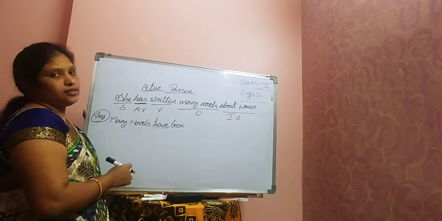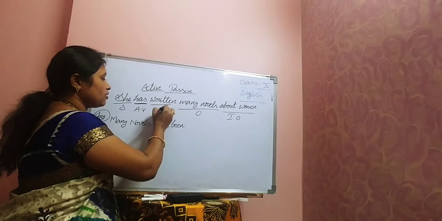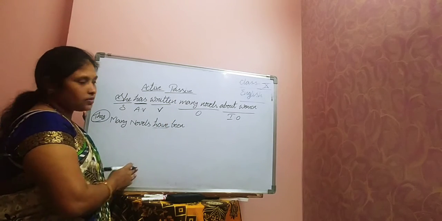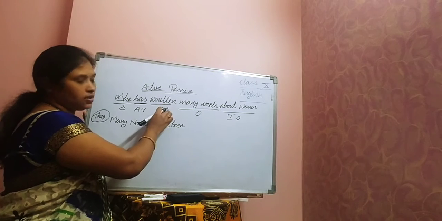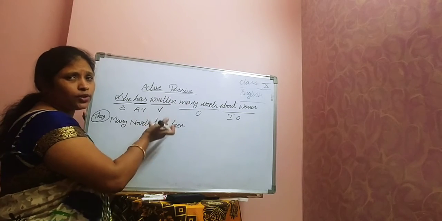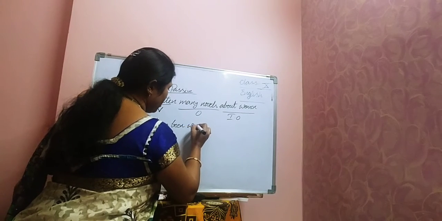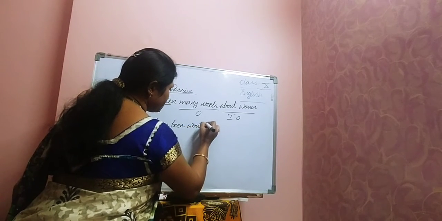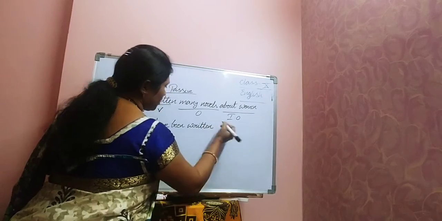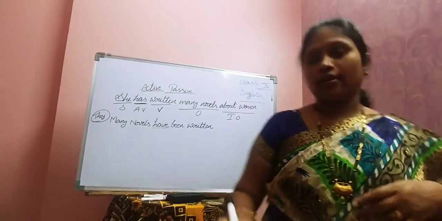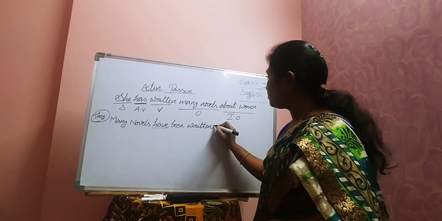Next, write the V3 form of the given verb. Already here, write, wrote, written. Third form only there. So that's why even we also write the third form here. We need to write the V3 form. It is written. Then add by.